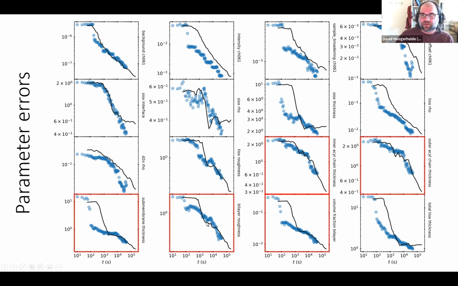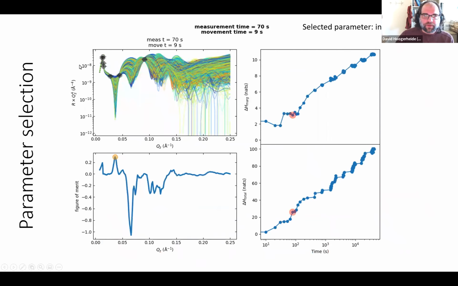So you have real-time decision making. This really sort of empowers your users to stop when they're done collecting data. I also want to talk a little bit about this parameter selection.